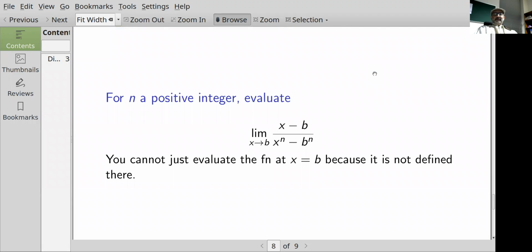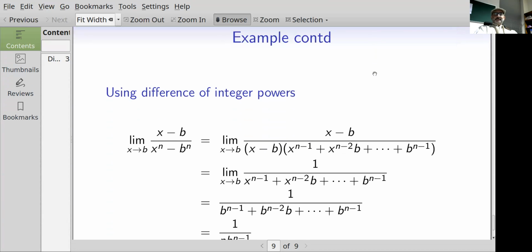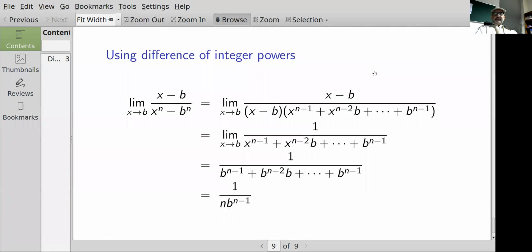Okay, well, now let's try the limit as x goes to b of x minus b over x to the n minus b to the n. Once again, you can't just put in x is equal to b. You would be dividing 0 by 0. But you can use the difference of integer powers formula, and you'll get that this is equal to the limit as x goes to b. On the top, you still have x minus b. On the bottom, you've factored out an x minus b. And the second factor is x to the n minus 1 plus x to the n minus 2 times b, and so on up to b to the n minus 1.